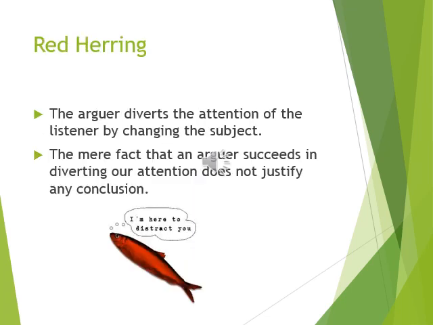The key concept in the fallacy of red herring is distraction. Rather than focusing on the argument or the subject matter at hand, the fallacy of red herring is committed when the arguer diverts the attention of the listener by changing the subject. And so you start to talk about something that's completely irrelevant or unrelated to the original topic. Let's take a look at an example.